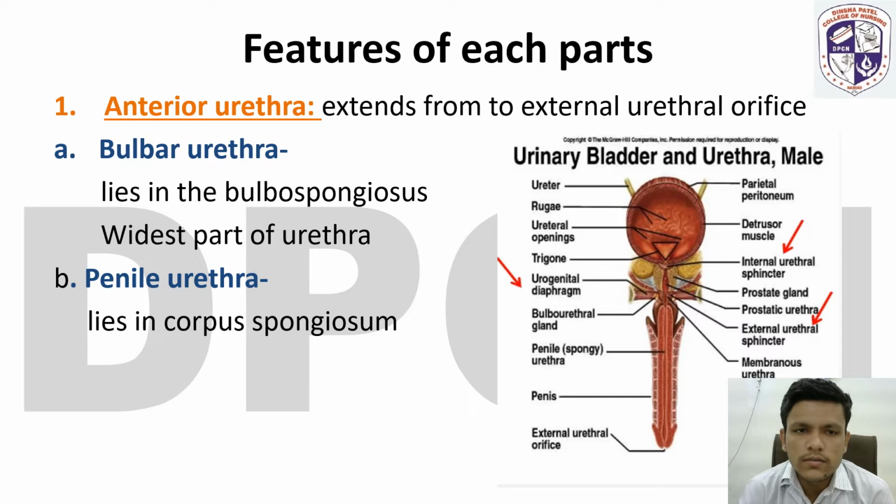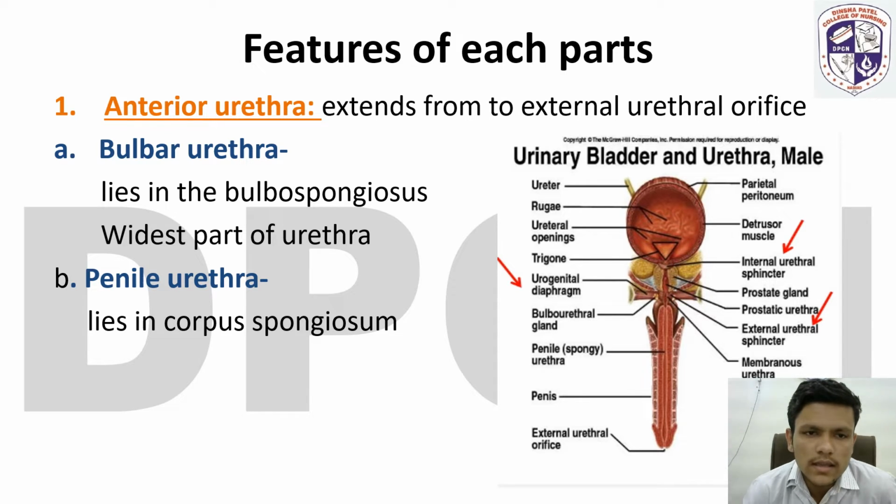Okay, first of all, we will see the anterior urethral parts, which we discussed in the previous slide. We will see the first two parts there are in the anterior urethra: first of all, the bulbal urethra and the penile urethra. So the features of the parts extend from the external urethral orifice.